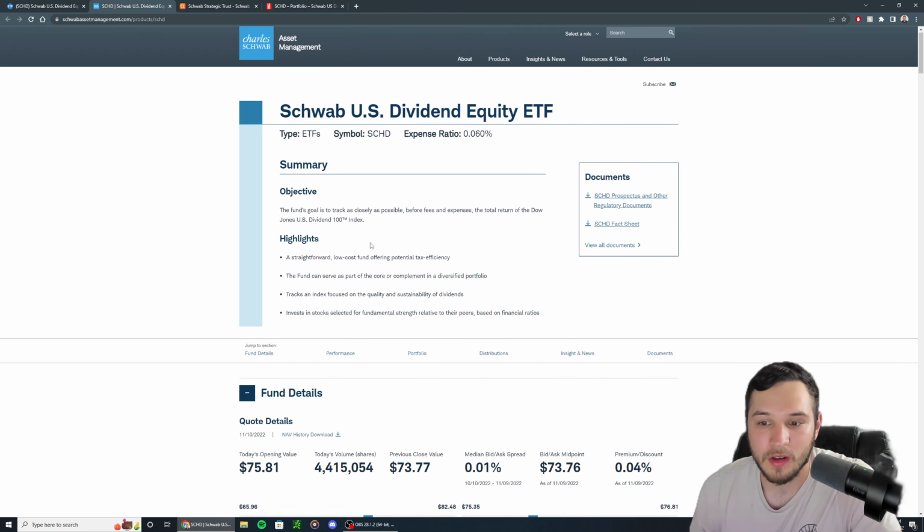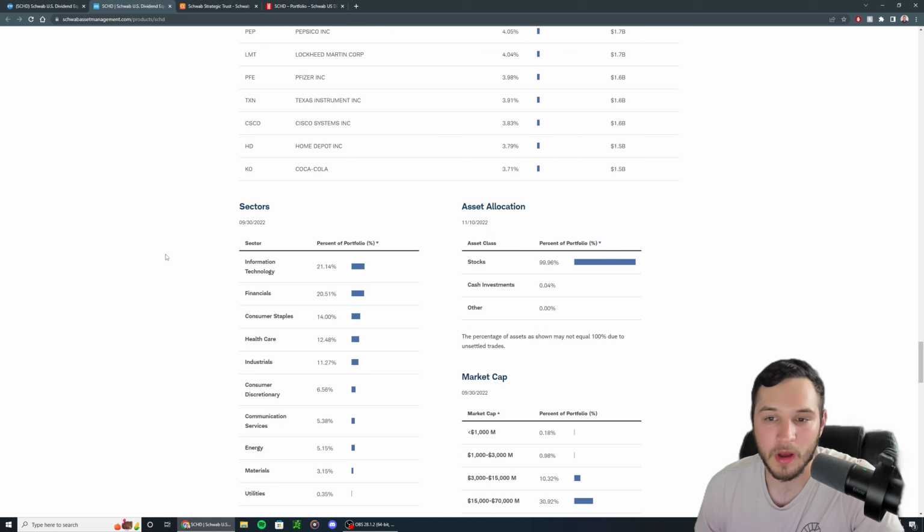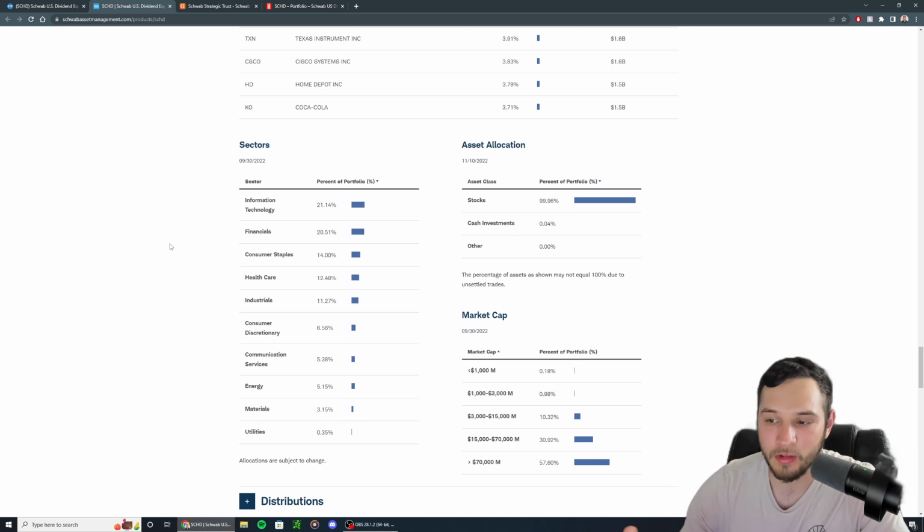And going back to the fund, if we go down to portfolio, some of the top holdings right now, and remember what I said, typically it tries to keep everything under 4%. Between rebalancing periods, it may stray beyond 4%, but after it's rebalanced, it'll go below that. So top holdings as of right now are Amgen, Merck & Co., IBM, Pepsi, Lockheed Martin, Pfizer, Texas Instruments, Cisco, Home Depot, and Coca-Cola. So these are companies that have a history of strong financials. They're predicted to increase their dividends, or have a history of growing their dividends.